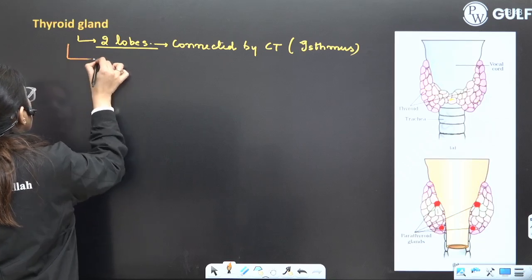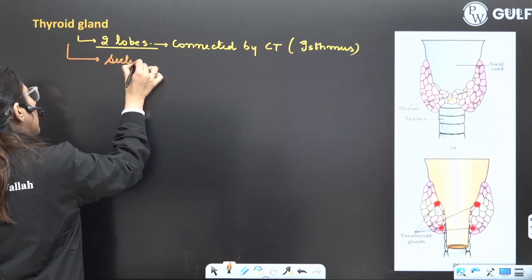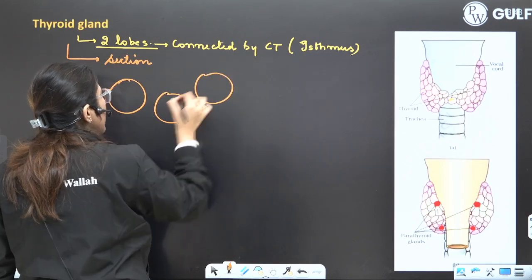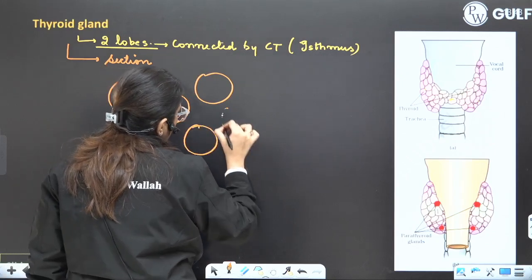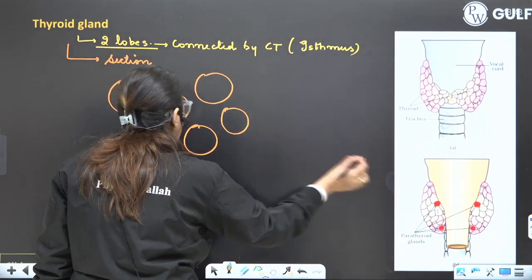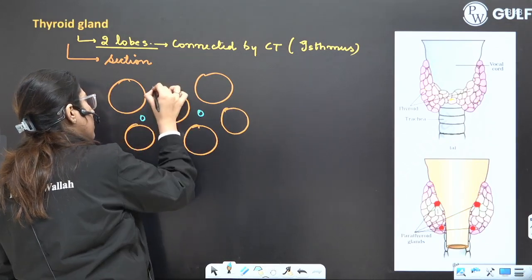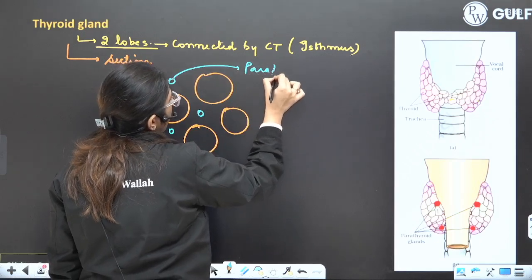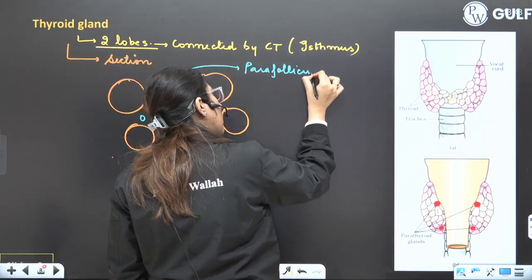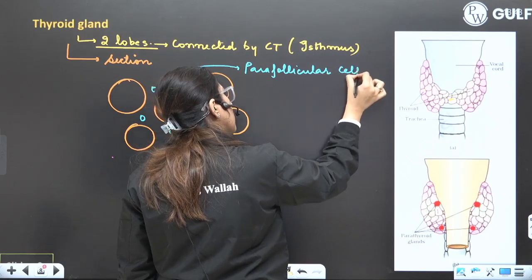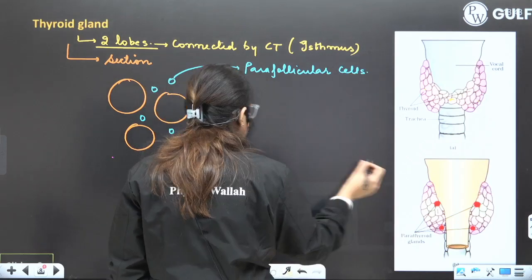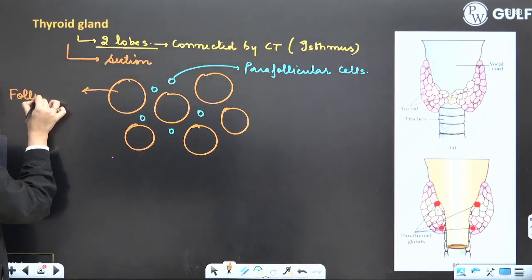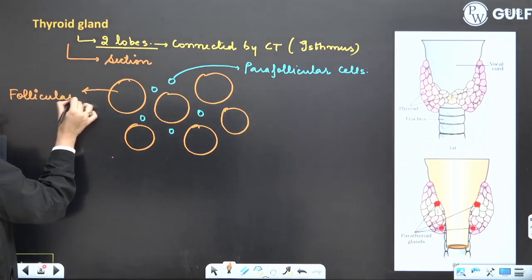Let's take a section. In the section, you will find some follicular cells and some parafollicular cells present. What is this? Parafollicular cells. What about the orange ones which you can see? These are the follicular cells.